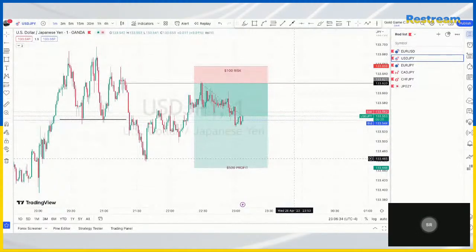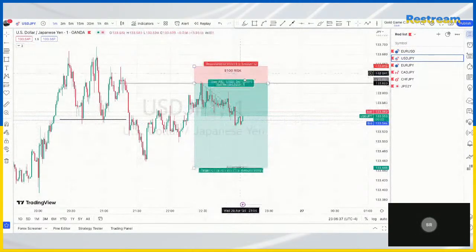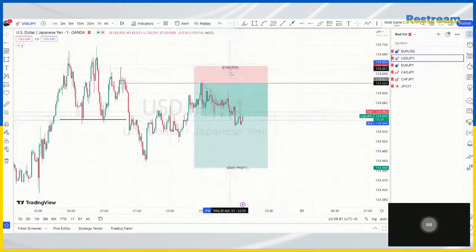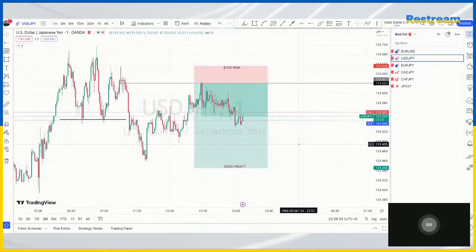So again, all depends on your risk, small or big. Just manage it properly. Don't risk too much. Don't risk like crazy. What's 1% of your account? Let's say this is a 100K account.